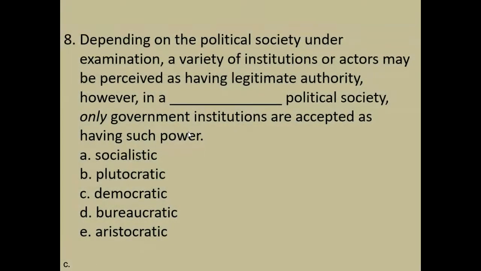Okay. Depending on the political society under examination, a variety of institutions or actors may be perceived as having legitimate authority. However, in a C, democratic society, only government institutions are accepted as having such power. We the people, right? The legitimacy of government's authority comes from we the people.